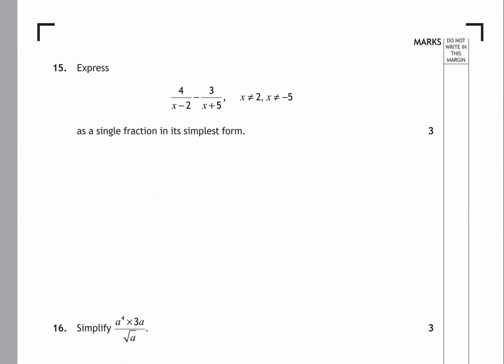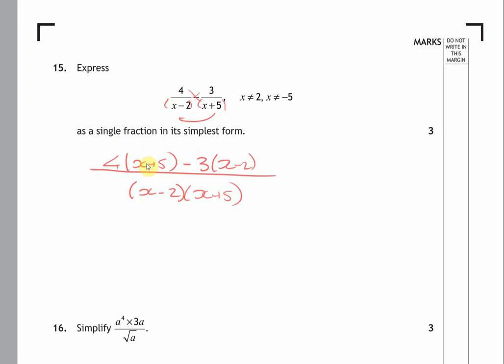Then question 15 is, we now need to basically combine these two algebraic fractions and simplify as far as possible. Because we're taking fractions away, we need to do the kiss and smile method. That means we will cross multiply, and then multiply the two denominators together. I'm going to put the denominators in brackets. So we'll end up with 4 bracket x plus 5 minus 3 bracket x minus 2, and that's all going to be divided by x minus 2 multiplied by x plus 5.